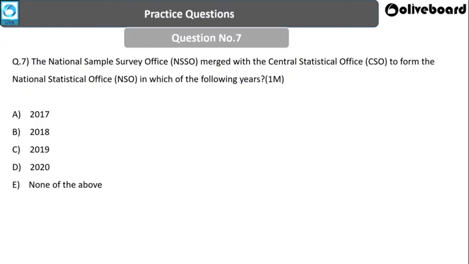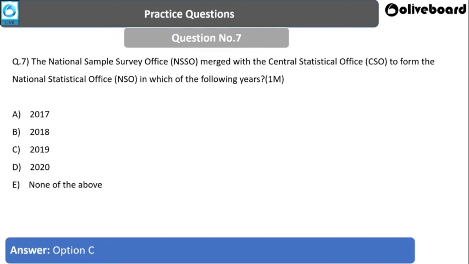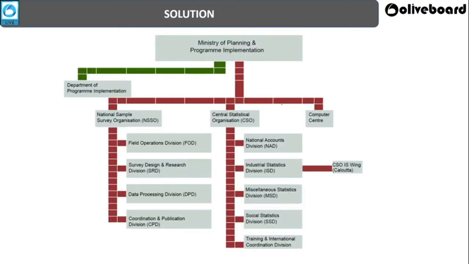Moving to the last question of the day, the NSSO merged with the CSO to form the National Statistics Office in which of the following years? So the National Sample Survey Office got merged with CSO. We know this. And when did this happen? 2017, 2018, 2019, 2020, and none of the above. So in which year did we see that both of these organizations merged? The answer is 2019. So NSSO merged with CSO to form this National Statistics Office in the year 2019, right? Both of them got merged in the year 2019.